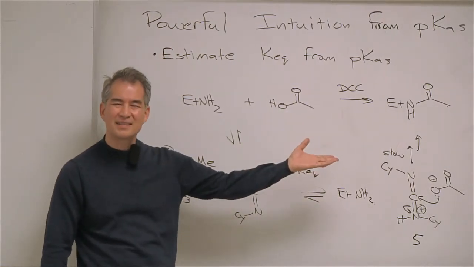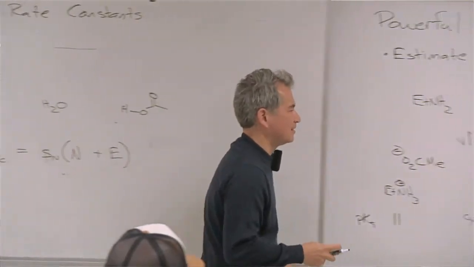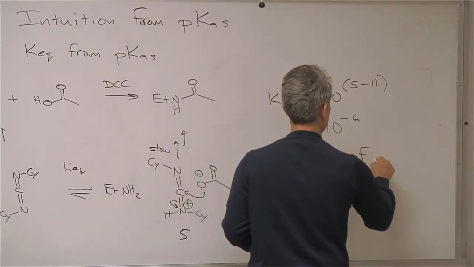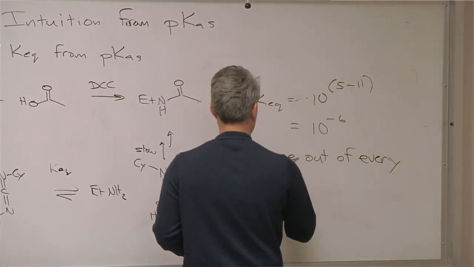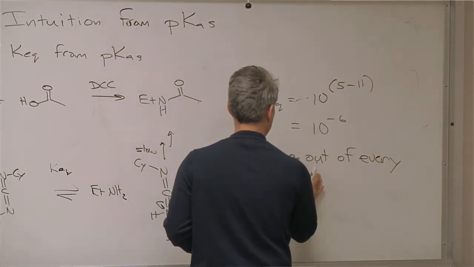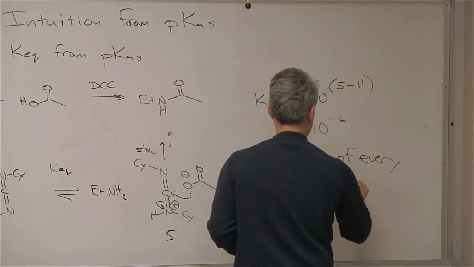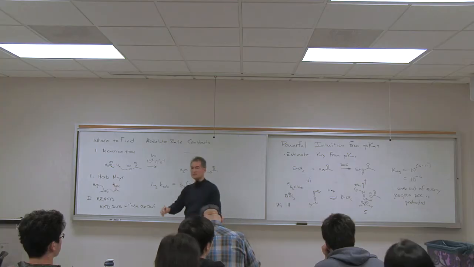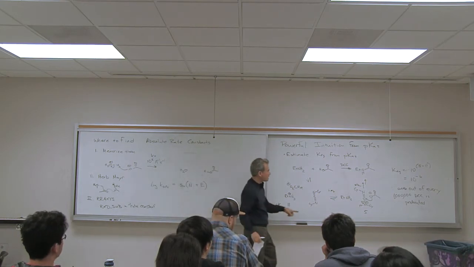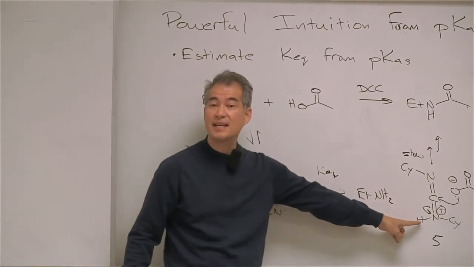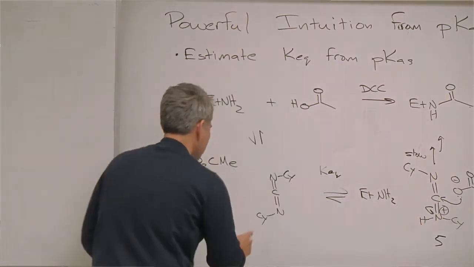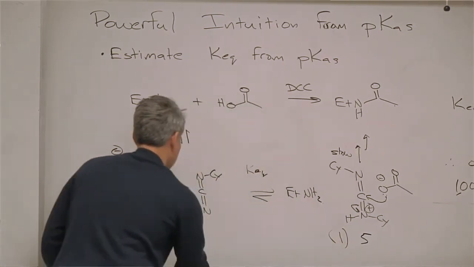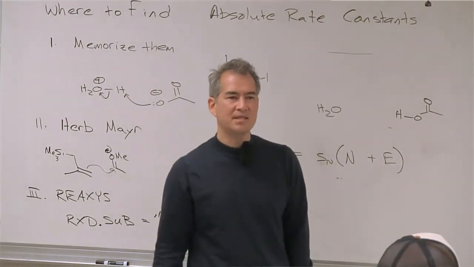The important thing about knowing this is not really knowing 10 to the minus 6 or the equilibrium constant. The important thing is this. It gives me the ability to make a simple statement about what's going on in the reaction. Just by knowing pKa's and this equilibrium constant, I can say that only 1 out of every 10 to the 6th DCC molecules is protonated. So let's write out those ratios. There's 1 million of these, and for every 1 million of those DCC molecules, only 1 of them is protonated.